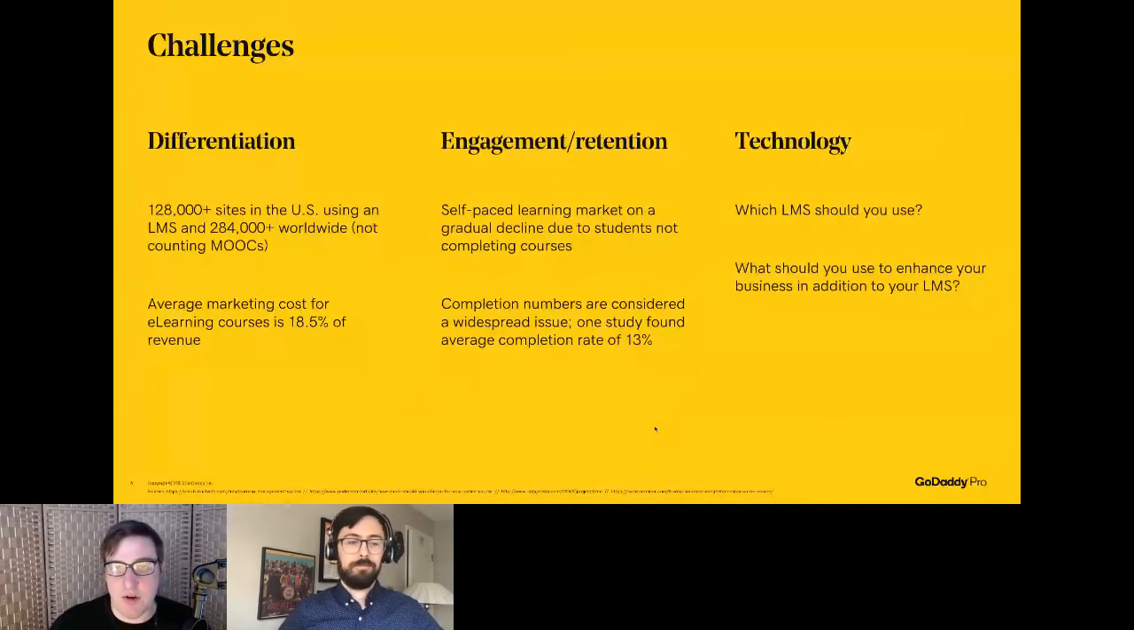Completion numbers are considered a widespread issue, but they're held very close to the vest. So we had a number of us trying to dig in and find good numbers on this. Completion numbers are dicey enough that I would say that most places refuse to report them. We were only able to find one real study that found an average completion rate, and that put it at only 13%. So roughly 7 out of 8 people who start an online course don't wind up completing it.